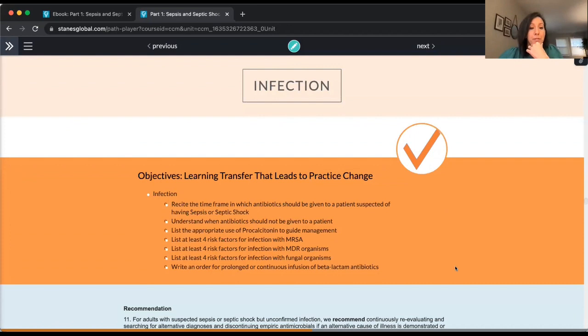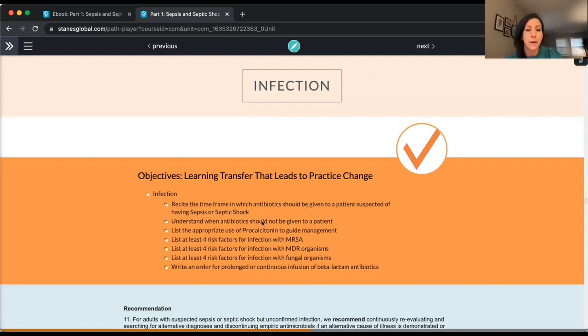We want to be able to recite the time frame in which antibiotics should be given to a patient who is suspected of having sepsis or septic shock. We started to discuss that in the hour 1 bundle when we talked about giving antibiotics within that first hour, but also considering obtaining blood cultures.